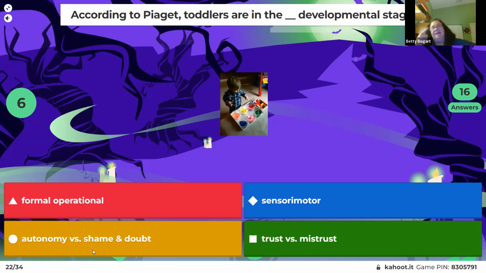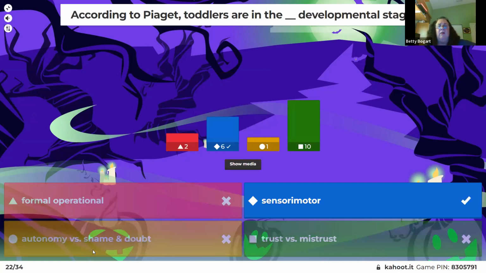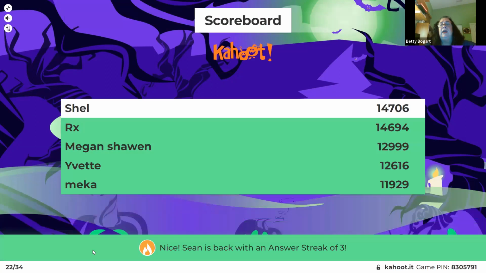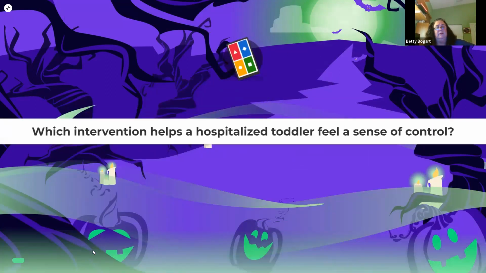Piaget is all about cognitive development, being able to see things, how they work, and then going beyond that and figuring out it has wheels. I saw them move. All right, this one can move, okay? It's called sensorimotor. Trust versus mistrust is Erikson. Autonomy versus shame and doubt are Erikson. Formal operations are the older kids with Piaget. You'll understand more next week. I'm just breaking you in this week.